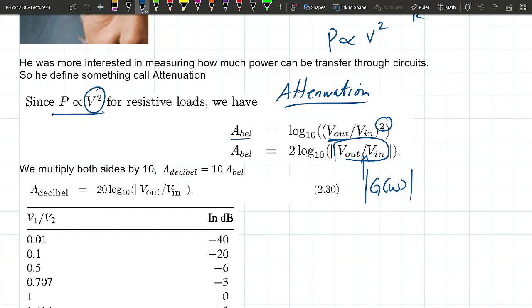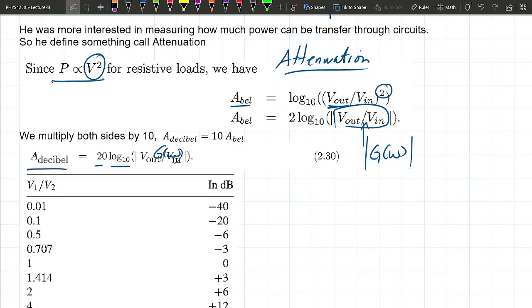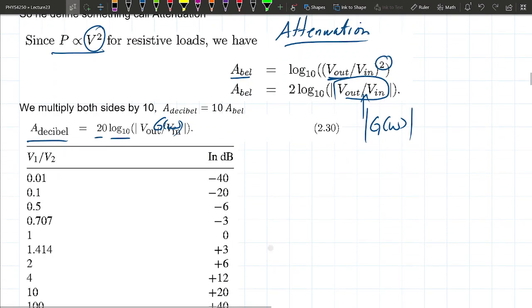What was I talking about? Gain, right? And then for whatever reason, he also decided to multiply that number by 10, and hence that's the decibel. So instead of 2, you have a 20 here. A decibel is defined by 20 times log 10 of basically the absolute value of the gain. And that's how this guy came up with it, and we're all suffering from it ever since, because he wanted to talk to someone in Portugal.